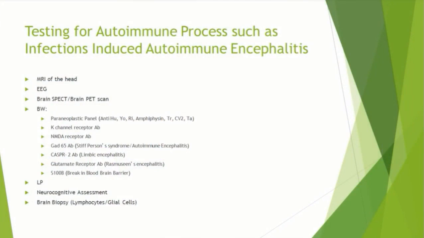And then we do blood work. We check the blood work through Mayo Clinic with paraneoplastic panel, as well as specifically checking for autoimmune encephalitis panel with potassium channel receptor antibodies, NMDA receptor antibodies, GAD65, Caspr2 antibody, glutamate receptor antibodies, S100B, and we don't know all of these antibodies.